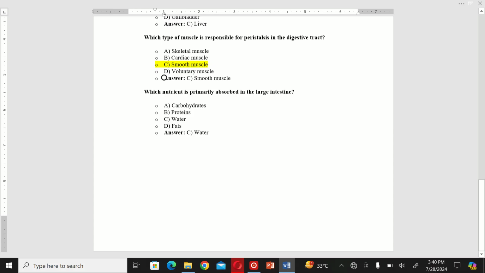The next MCQ is which nutrient is primarily absorbed in the large intestine? A. Carbohydrate. B. Protein. C. Water. D. Fat. So the correct option is water.